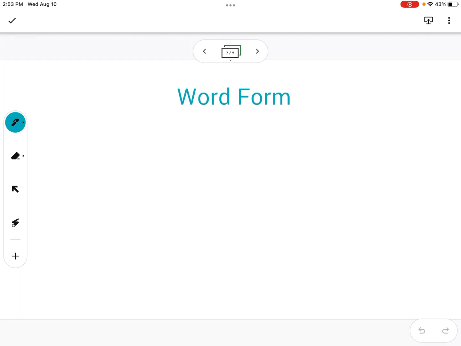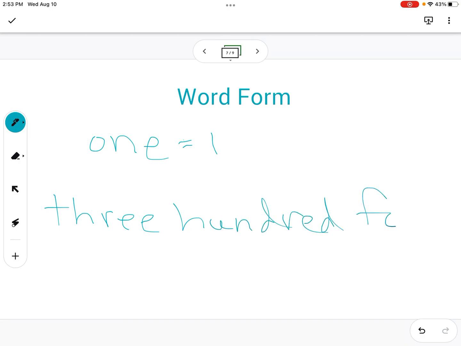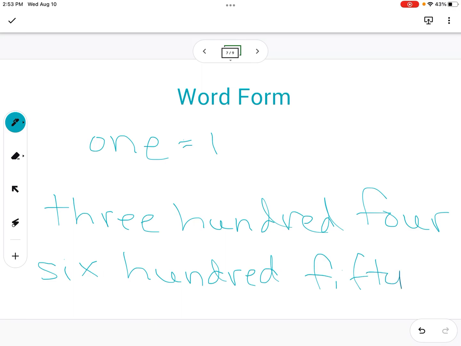Then our word form is simply just the words that we say and would write to represent a number. So like "one" would be the word form of the number 1. Or if we had 304, we would write that out. Or 650, 2. I ran out of space there. We'll pretend that 0's there. But like you said, it's just literally the words that we use to say the numbers.